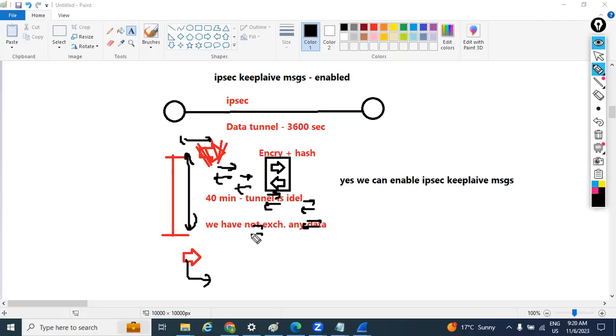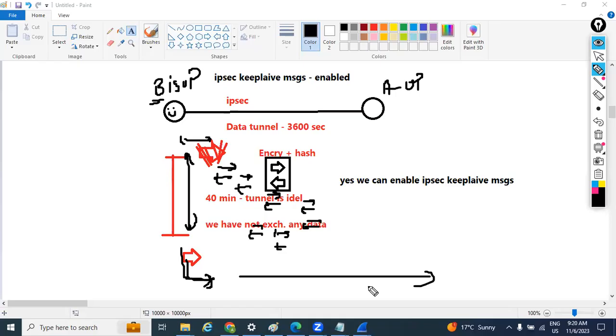Because of these keep alive messages, now both sides know that yes, side B is up and side A is up here. After that, side B wants to send some data. This is good. Now it sends the data here. Clear, guys? This is the case number one. If it's enabled, it's helping us, right?